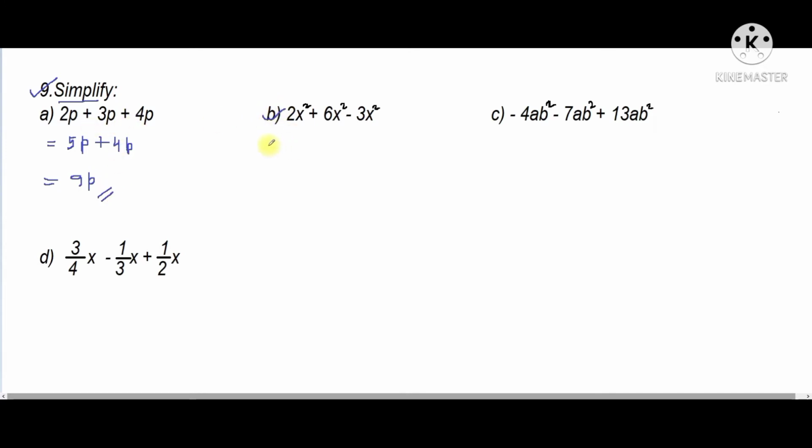So number b, 2x square plus 6x square minus 3x square. So here also same variable, that means like terms. So 2x square plus 6x square, 8x square, minus 3x square. 8 minus 3 is what? 5. So 5x square, okay. 8x square minus 3x square, 5x square.